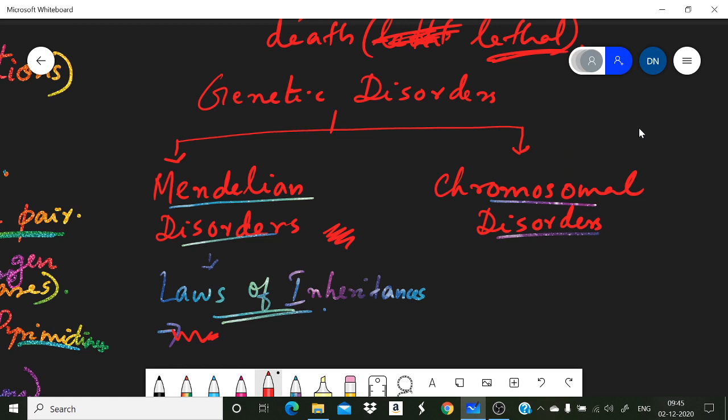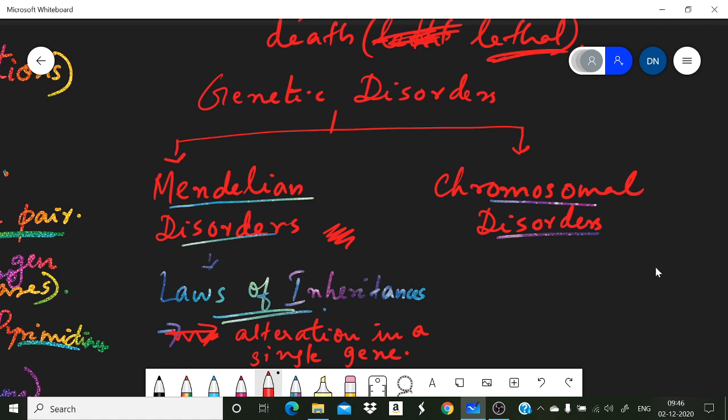So the Mendelian disorders are determined by any mutations or alterations in a single gene. Whereas chromosomal disorders are due to changes that occur in the chromosome number as well as the structure of the chromosomes.